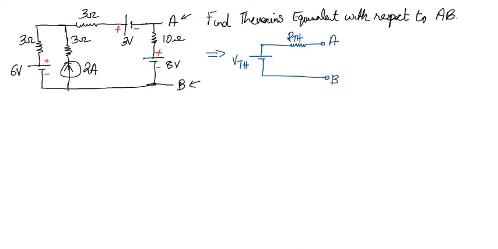So first we need to find VTH. VTH is the voltage of A with respect to B. So in order to do that, we can try to use nodal analysis. Okay. So to do nodal analysis, first let us mark all the nodes in this diagram. Okay. So this node can be taken as ground node, that is V0 equal to 0. So this node and this node remain the same according to the ground.